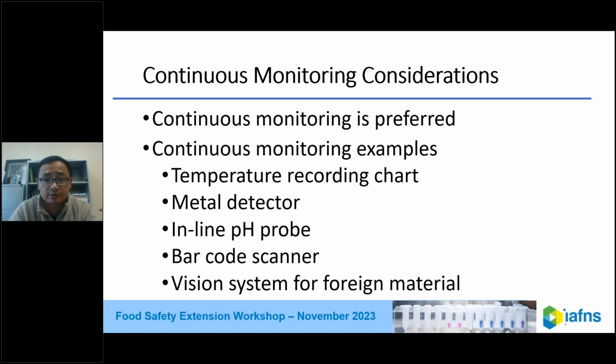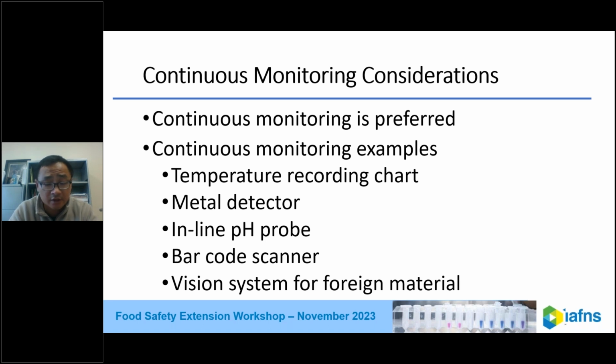Now, continuous monitoring, we always like it. For example, I have a laser thermometer, or I have a thermocouple that can be inserted into the internal part of a frozen omelet. We can test the temperature every 5-10 seconds. That's good. In the produce wash water, we have an inline pH probe that can test the pH value all the time. That's good. We have barcode scanning, which we can do very, very easily. That's very nice. However, always remember, periodic human involvement is necessary. So you are using the thermocouple to measure the temperature.